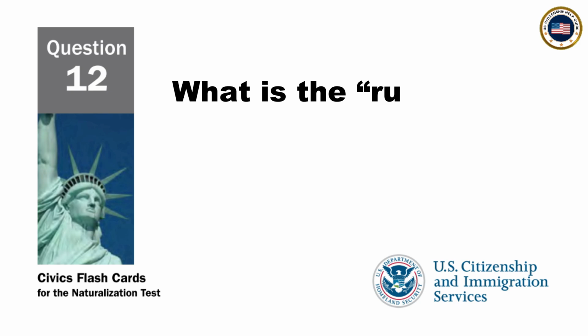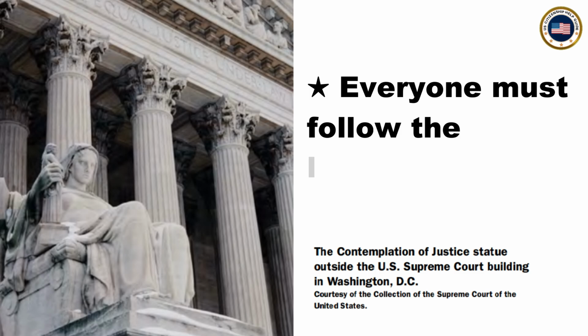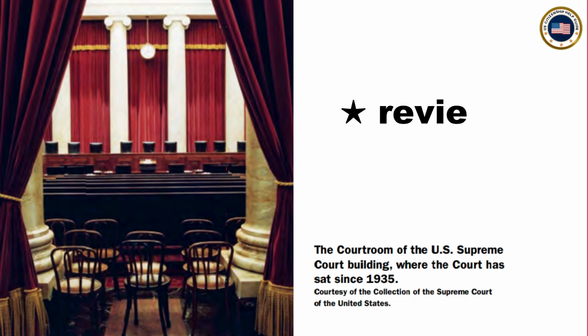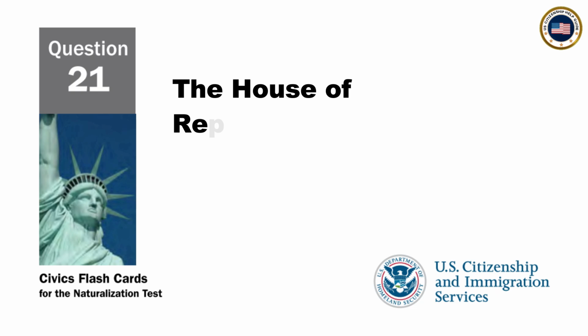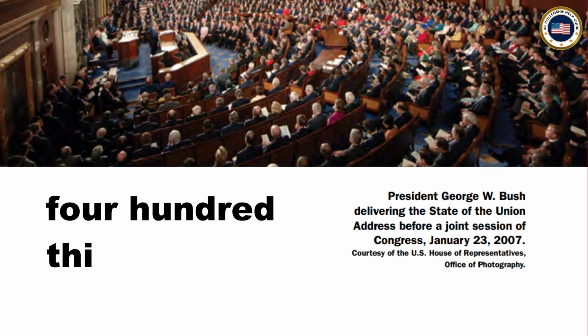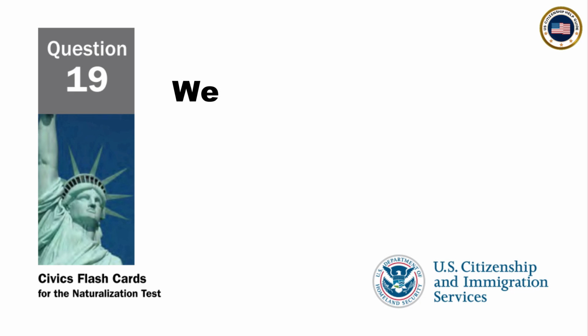What is the rule of law? Everyone must follow the law. What does the judicial branch do? Reviews laws. The House of Representatives has how many voting members? 435.